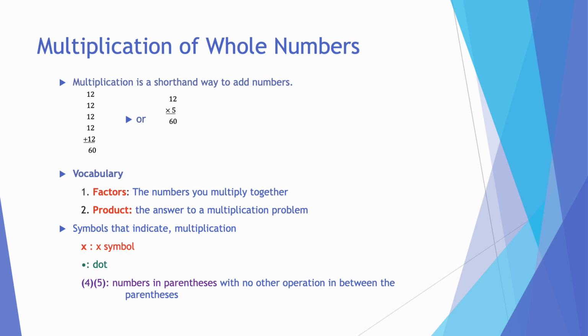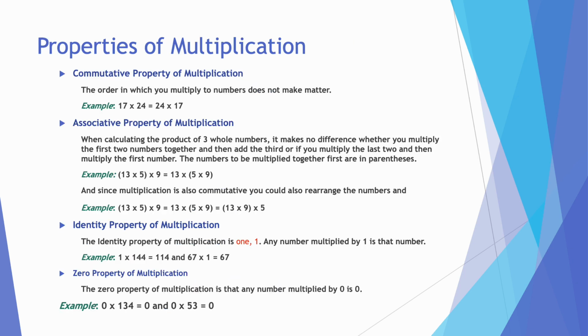There are 3 ways that you can indicate that the operation is multiplication. You can use the times symbol, which is the X. It can also be a dot, and it can also be 2 numbers in parentheses without any operation in the middle. That also indicates multiplication. At this point in time, you should know how to multiply numbers. I will go over how to do that in class.